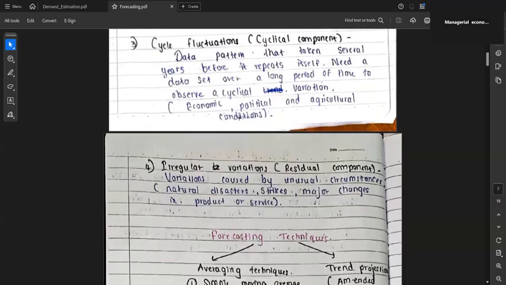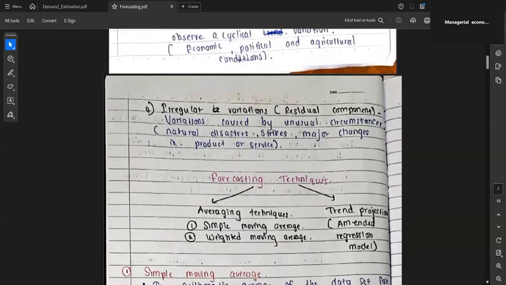So if the response variable is changing due to unexpected changes, unusual circumstances, maybe natural disasters, strikes, major changes in product and services. Likewise, unexpected changes, then it would say that it's a residual component.